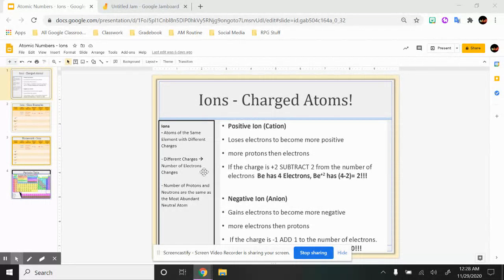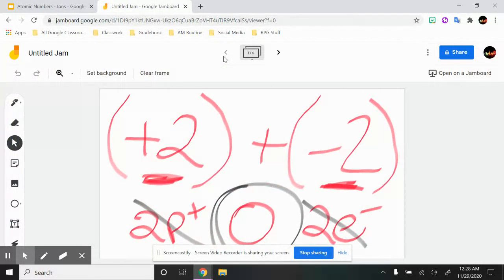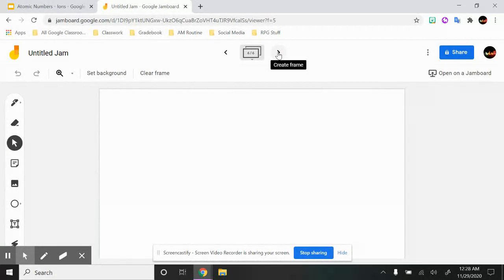So when we talked about our neutral atoms, we talked about how the positive and negative charges need to cancel out and they equal 0. So we have the same number of protons and the same number of electrons. Now in an ion, those numbers are not the same.